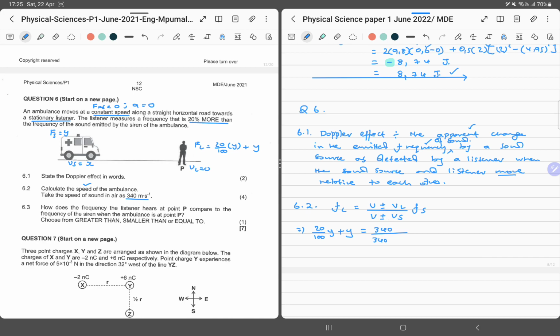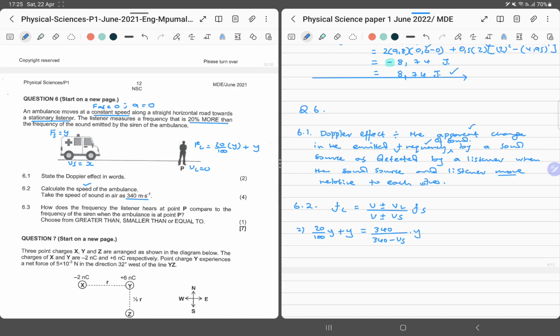Remember, when you're going towards a stationary source, it's going to be negative because we are trying to get some improper value here to give this one a bigger value. Okay, so this is what we want. So what did we call it? We called it x. So let's just say Vs to avoid confusing people. And then here the frequency of the source, we decided it's y.